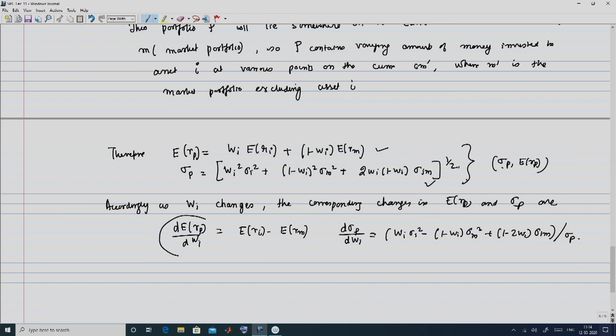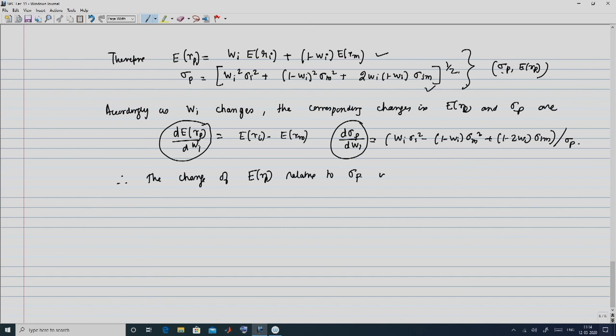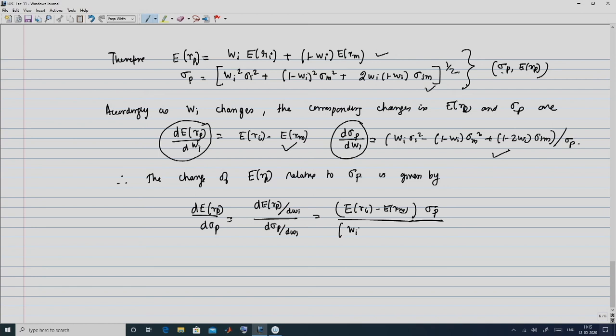So now that we have the proportional change of the return and risk with respect to the ith asset, the change of ERP relative to sigma P, that means the slope of this curve in the sigma P, ERP plane, is given by d ERP over d sigma P. This can be written as d ERP by d WI with respect to d sigma P by d WI, and this can be written as follows: ERI minus ERM from here, and this term will be in the denominator. So sigma P will come to the top, and the denominator will have WI sigma I square minus 1 minus WI sigma M square plus 1 minus twice WI sigma I M.